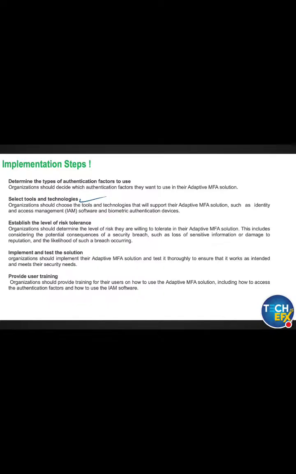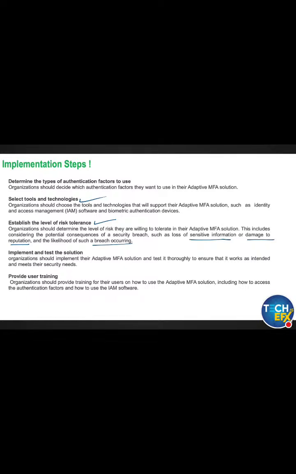Next is establishing the level of risk tolerance. Organizations should determine the level of risk they are willing to tolerate in their adaptive multi-factor authentication. This includes considering the potential consequences of security breaches, such as loss of sensitive information or damage to reputation, and the likelihood of such a breach occurring. Right? Based on this risk tolerance, the organization can establish the level of security they need and determine which authentication factors they should use.